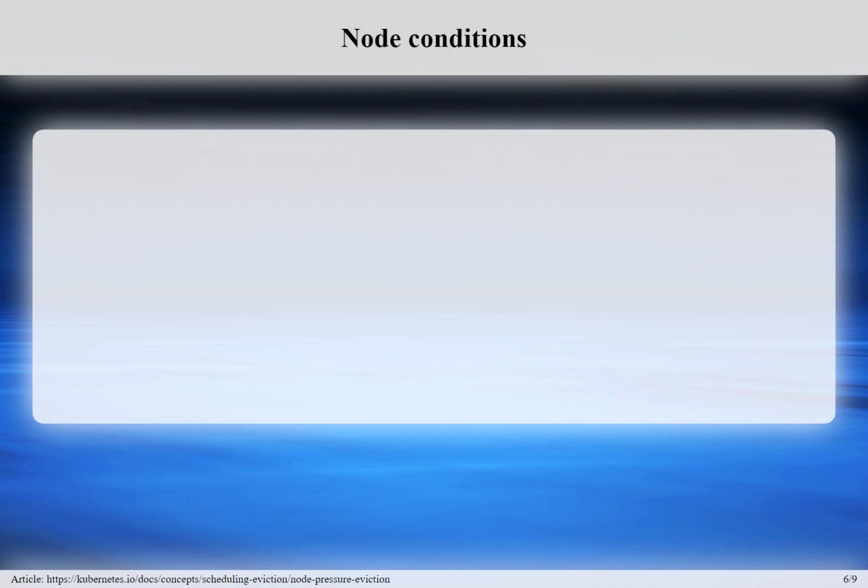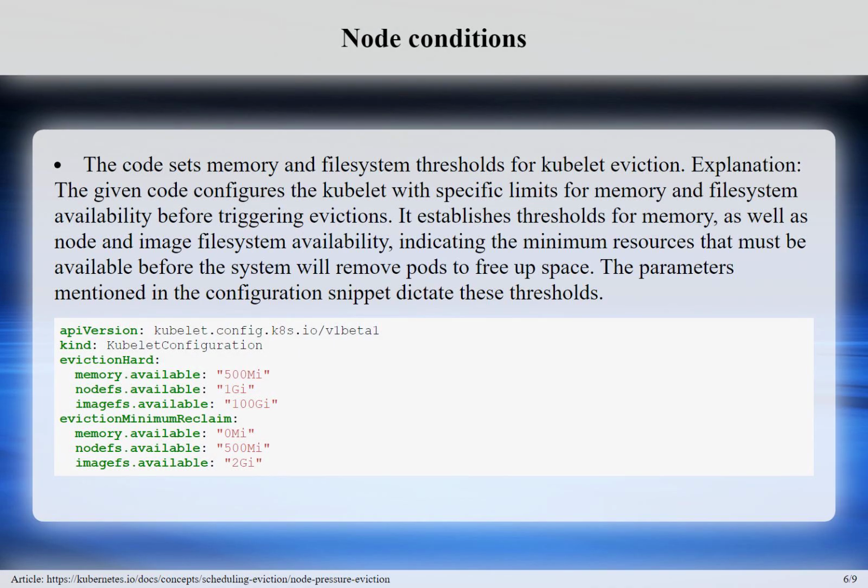Node conditions. The provided code snippet is a YAML configuration for the kubelet, specifying hard eviction thresholds for memory, node file system availability, and image file system availability. The thresholds set are 500 MB for memory available, 1 GB for node file system available, and 100 GB for image file system available. Additionally, it specifies minimum resources to be reclaimed before eviction, which are 0 MB for memory, 500 MB for node file system, and 2 GB for image file system.